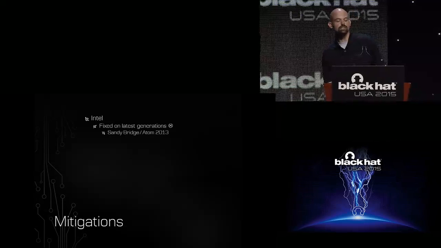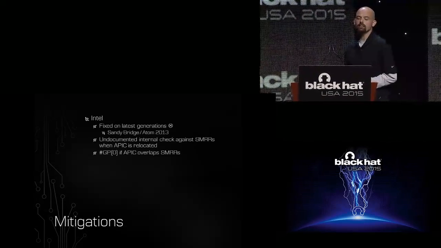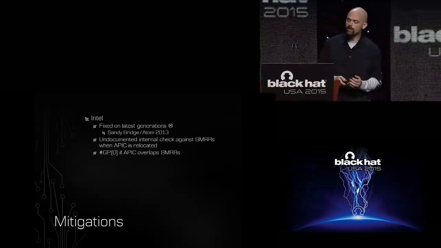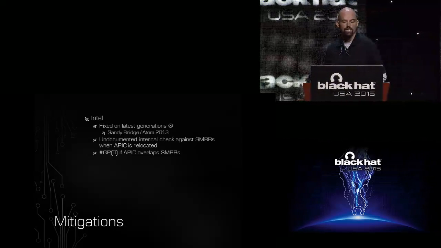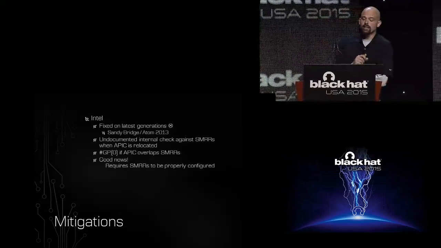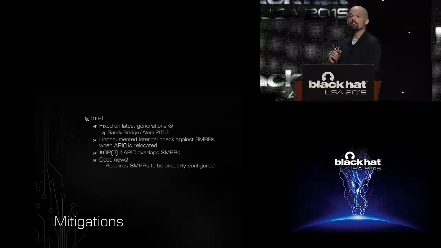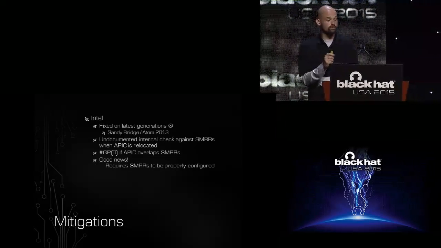So starting with Sandy Bridge and Atom 2013 processors, what they have are some undocumented internal checks against what are called the system management range registers when you try to relocate the APIC. And if you try to put the APIC over SMRAM, they're going to block that from happening. The good news from an attacker's perspective is that it still requires the SMRRs to be properly configured, which an alarming number of systems are still not doing.